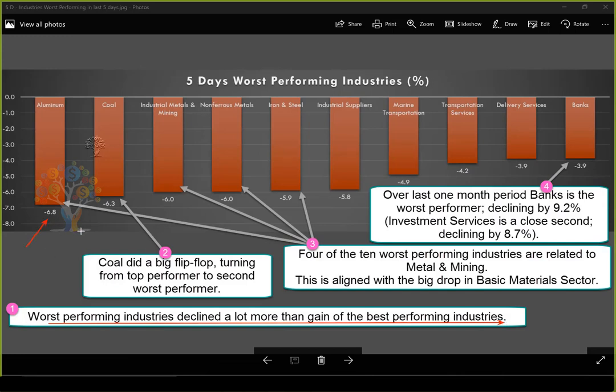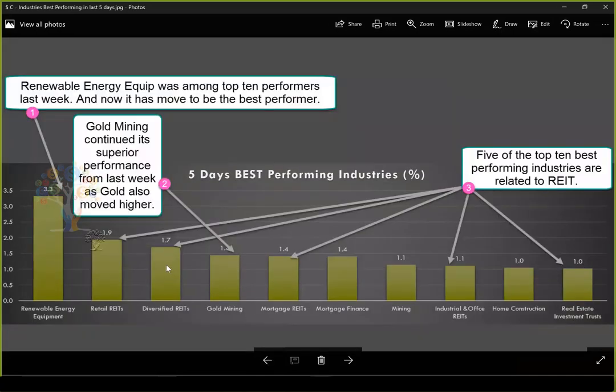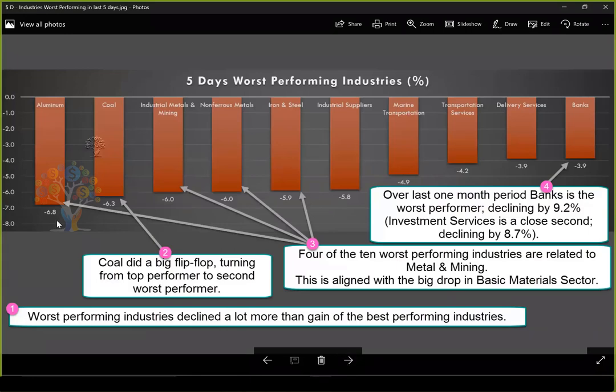Aluminium went down by 6.8%, coal by 6.3%, industrial metal mining by 6%. These are huge percentage drops. If for a few seconds I go back, you see the best performing industries for this week, the top performing one is renewable energy equipment, which went up by only 3.3%. Next one is 1.9%. Whereas the declining ones went down by a much higher percentage, showing that the market was bearish this week.